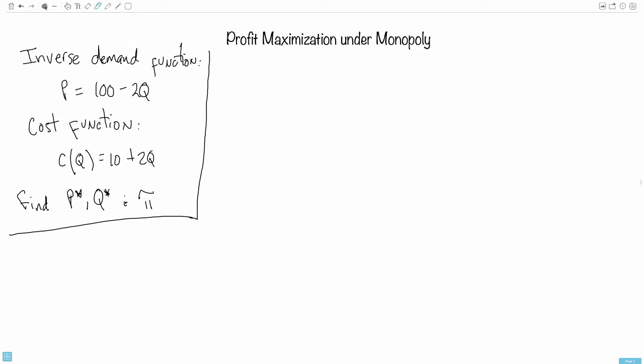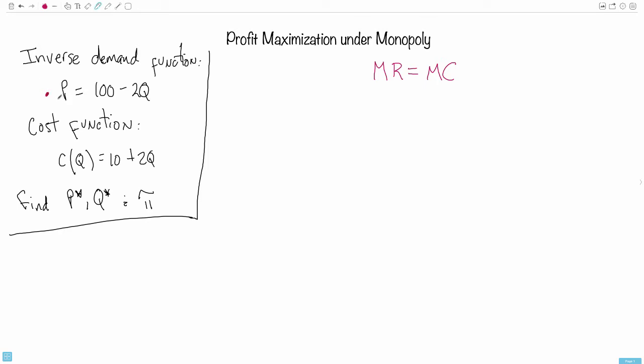This example illustrates how a monopoly behaves in order to maximize profit. Similar to the previous exercise under perfect competition, remember, you always start from here. Marginal revenue has to be equal to marginal cost. And once again, let's suppose that the input information that you are given is this.